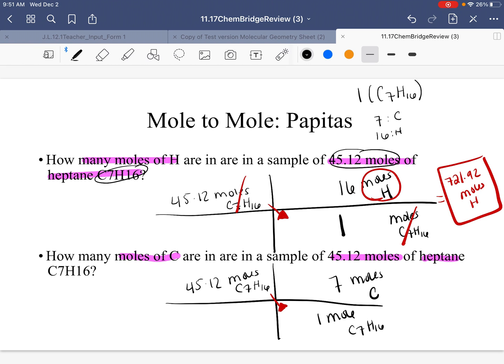So knowing that, guys, you can solve. So moles of heptane cancel out with moles of heptane. I'm left with moles of carbon. Exactly what we did earlier. You multiply across, and your answer should be about 315.84. And now we're looking at moles of carbon. That's it for that type of problem, guys. Just make sure that you study it.